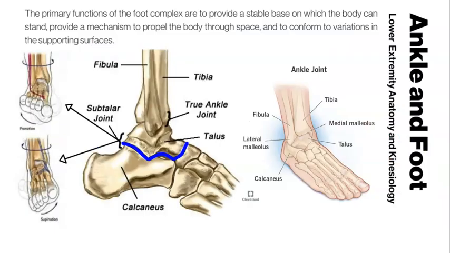Basically, the ankle joint or talocrural joint is a hinge joint formed by the articulation between three bones. These bones are the tibia, the fibula, and the talus. The primary functions of the foot complex are to provide a stable base on which the body can stand, provide a mechanism to propel the body through space, and to conform to variation in the supporting surface.